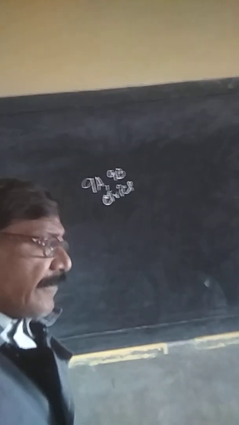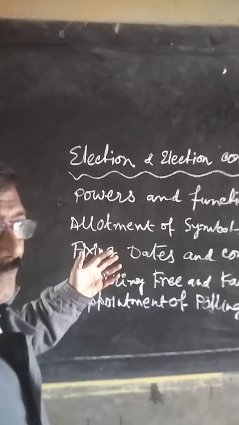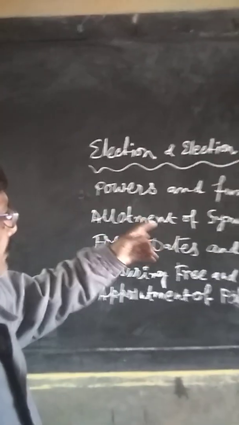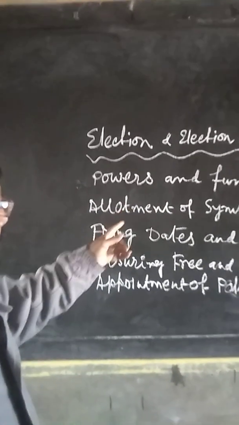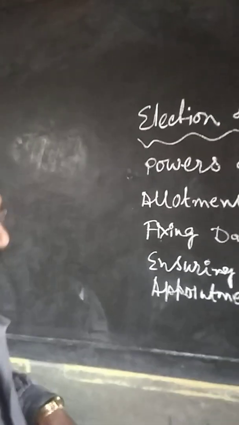to my class. Today's class is under the following points: powers and functions of election commission, allotment of symbols, fixing dates and conducting elections, ensuring free and fair elections, appointment of polling officers. Now I am going to clarify. The lesson is election and election commission.